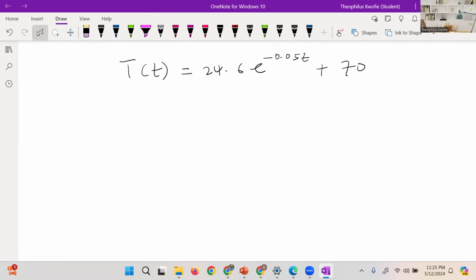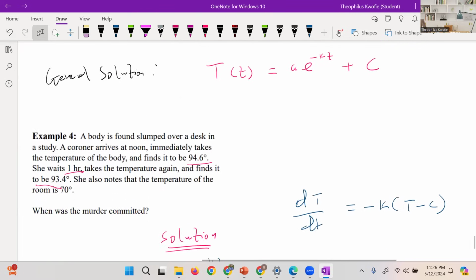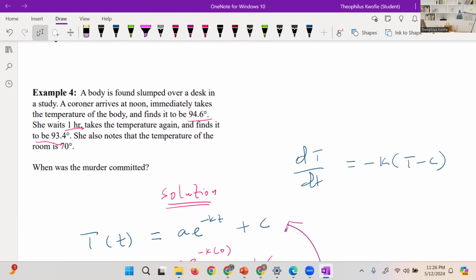So over here, we can come up with our own assumption about the temperature of the body at the time of death. Because when you look at the problem, for example, if I'm a CID and I want to solve this problem, there are certain things I can do in order to know when the murder was committed.